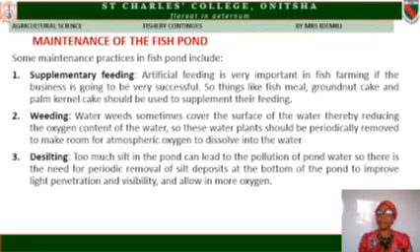Artificial feeding is very important in fish farming if the business is going to be very successful. So things like fish meal, groundnut cake, and palm kernel cake should be used to supplement their feeding.